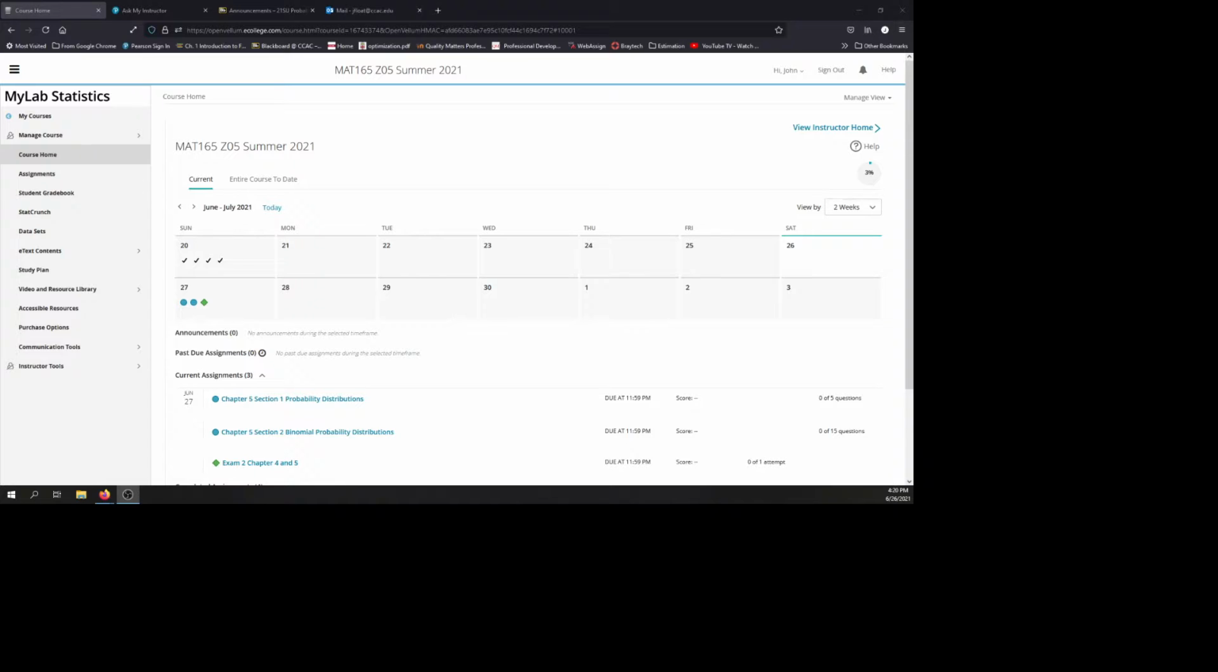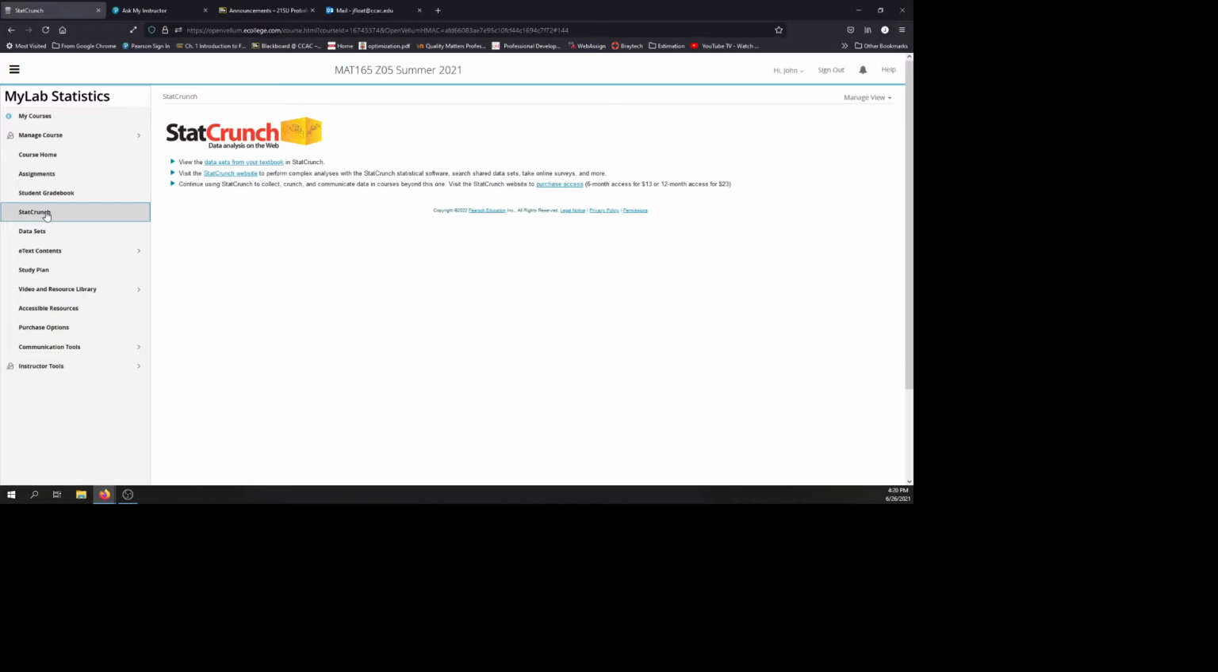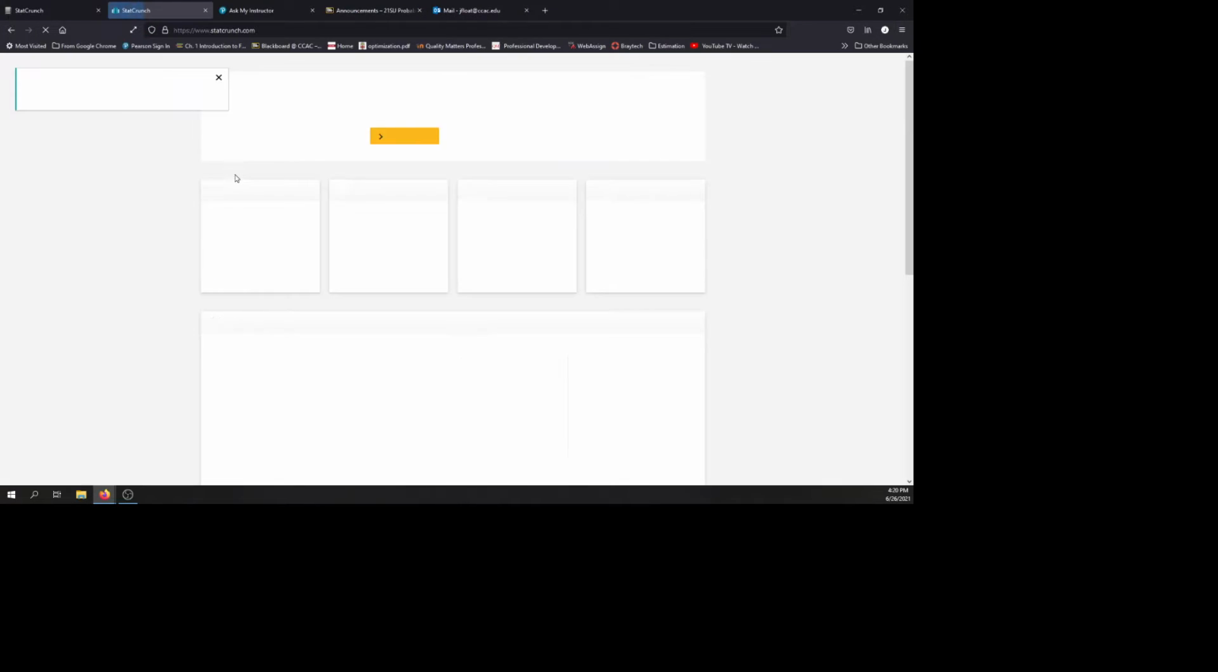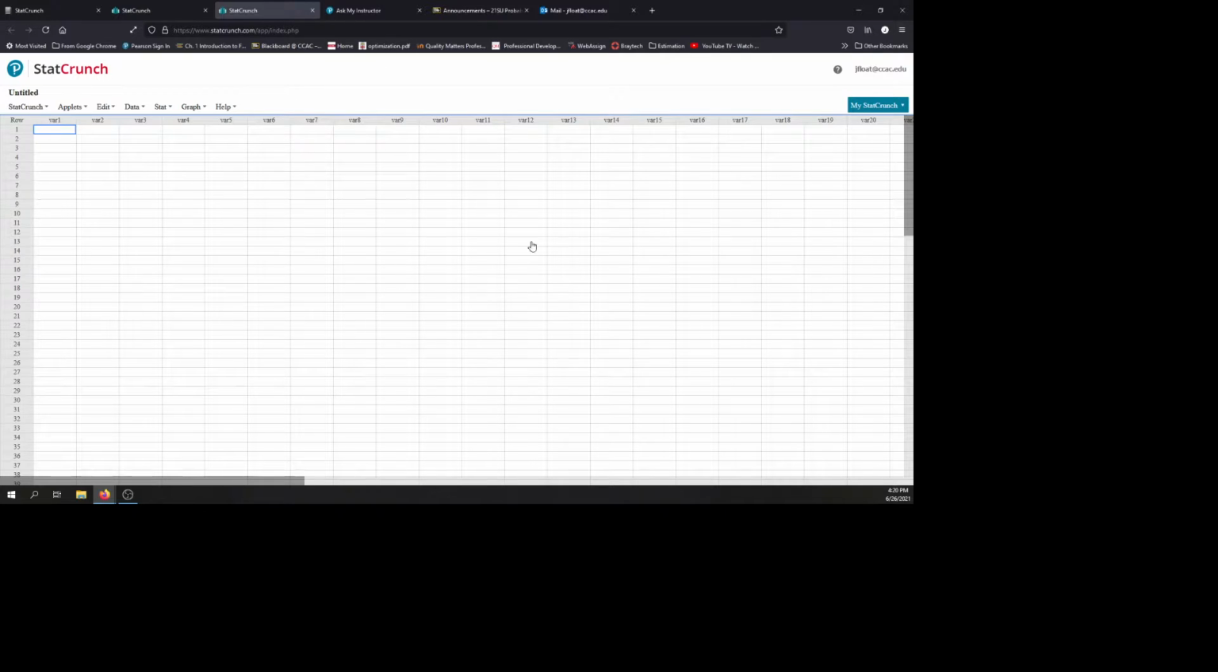So in order for us to use StatCrunch, especially when we're trying to calculate binomial probability distributions, we're going to come over here to StatCrunch, just click on it. Then we're going to open up the StatCrunch website. Open again, and you get this, which kind of looks like Excel, except this is specifically designed for stats, which makes it a lot more user-friendly.